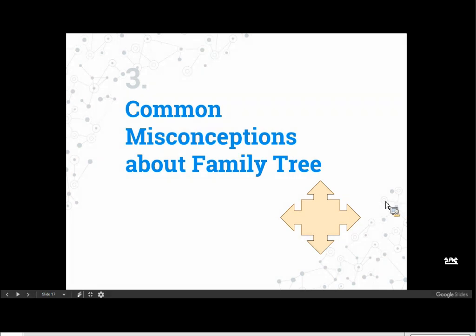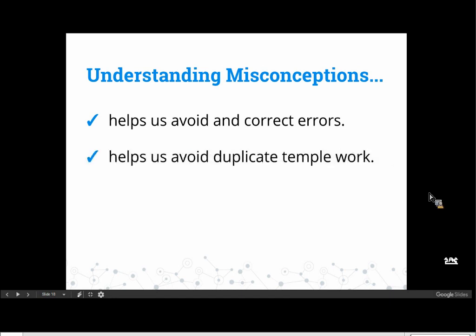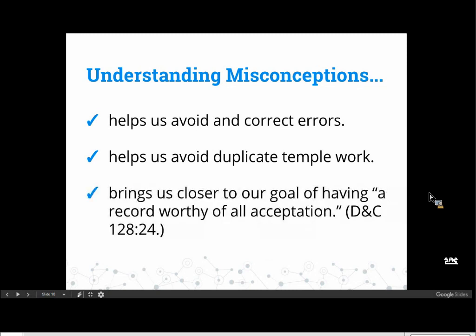Why does it matter? Why do we care if there's misconceptions? Well, there's a couple of reasons. One is that if we understand the misconceptions, we can avoid and correct errors that are in Family Tree. It also helps us to avoid duplicate temple work. And then finally, it brings us closer to our goal of having a record worthy of all acceptation that will be presented to the Lord.